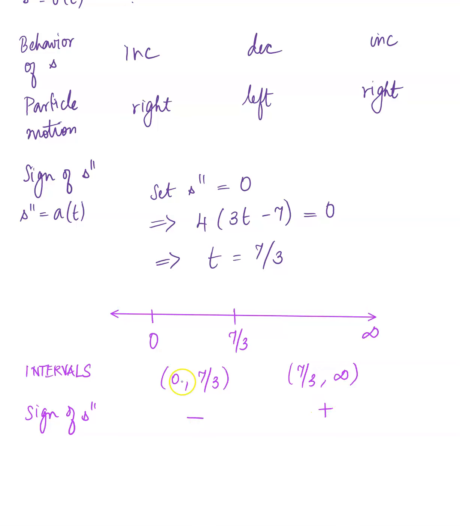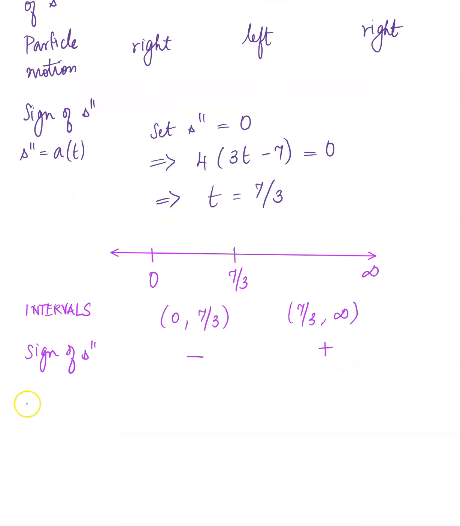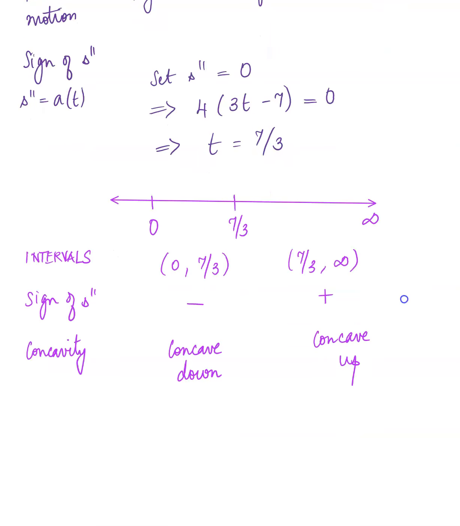Take a test point again and plug it into the second derivative. You get that. And then we have concavity. Because it's negative, it's going to be concave down. Second derivative negative is concave down. Positive is concave up. Wonderful. Now we're going to put all these things together to sketch our curve.